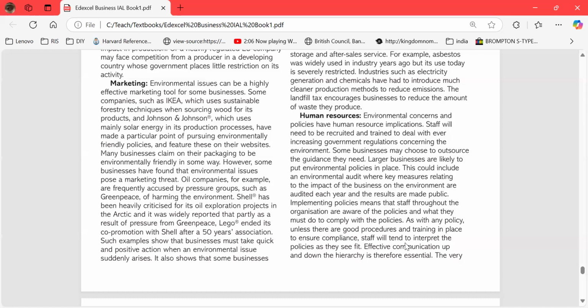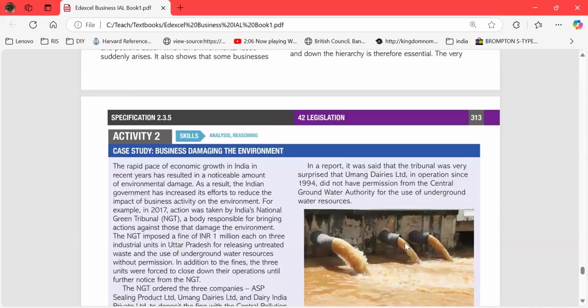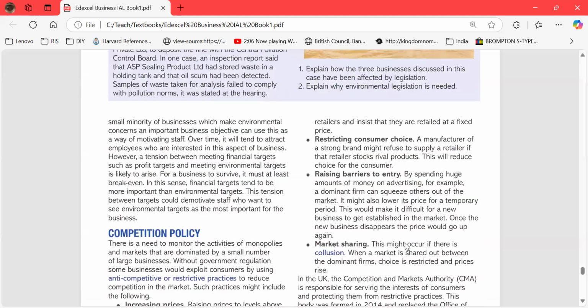Then human resources. There has to be staff who have proper training, who can comply with these environmental standards and environment-friendly production methods. It should be known to the employees as well. So training cost is there.